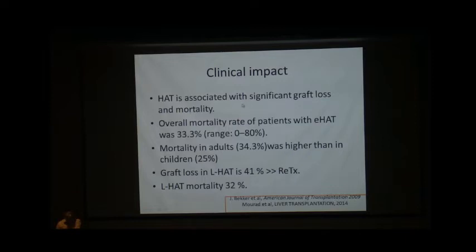As you can see, most of the studies agree that it has got to do with significant graft loss and mortality, and hence indication of retransplantation. The overall mortality in patients with early HAT is 33%, and late HAT it's almost 32%. Almost 1/3 of patients will have mortality if they develop HAT. However, most of these reports are from deceased donor centers where they have gone for retransplantation as a major modality of treatment in those patients. And mortality in adults is higher than pediatric patients with HAT.